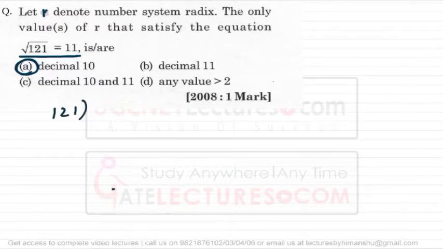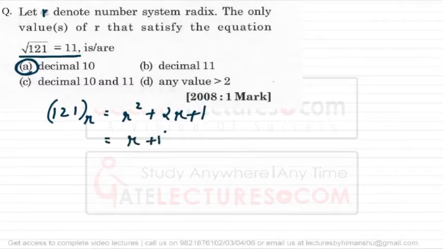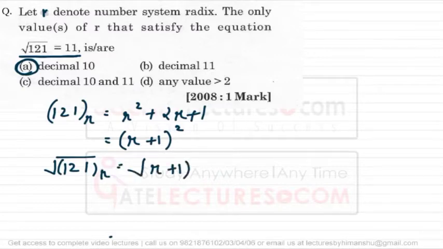Suppose 121 is a number in base r. Just convert it into decimal. The procedure is you multiply with the weights of the bits. So you get r square plus 2r plus 1, which you can write as r plus 1 whole square. So under root 121 in base r can be written as under root r plus 1 whole square. This root and square cancel and you get r plus 1 in base 10.